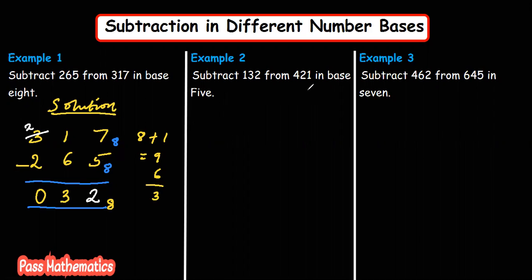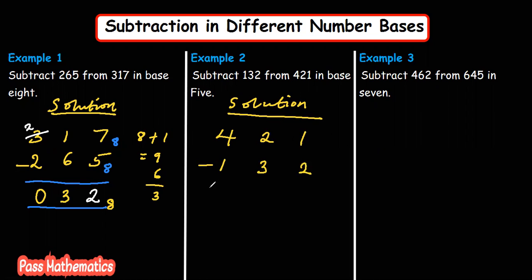Subtract 132 from 421, that is 421 in base 5. So we have to subtract 132 from 421. Let's write down our solution once again. So we have 421 minus 132. So we have to subtract in what base? In base 5. So this is in base 5 and this is also in base 5.